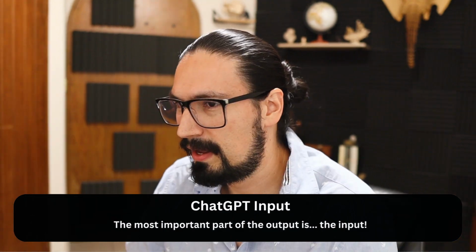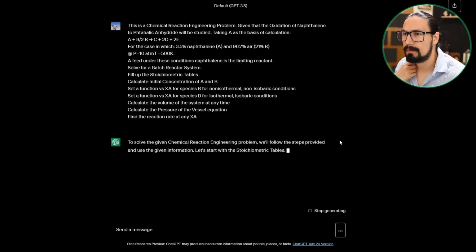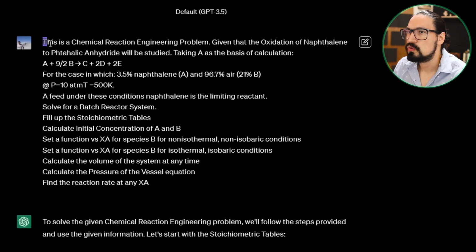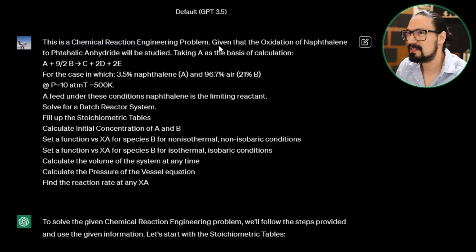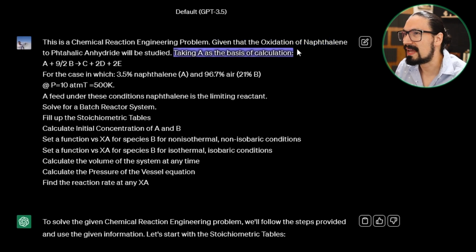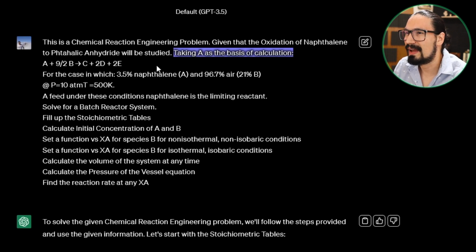So I'm going to be, and here we go. I'm stating clearly that this is a chemical reaction engineering problem. It may be useful to state that as a context. Given the oxidation of naphthalene to phthalic anhydride will be studied, taking A as a basis of calculation, and I'm not going to be adding extra information. A right here is, of course, talking about the initial limiting reagent. So let's see if the AI can cover that.